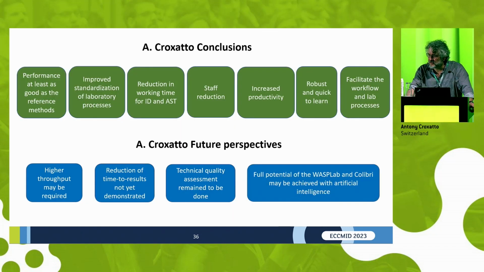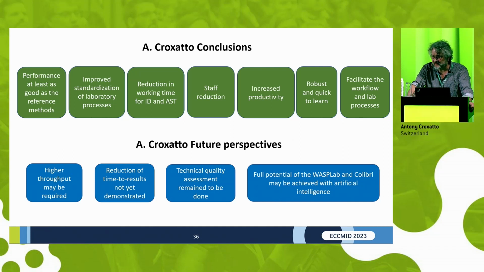And these are my conclusions. The performance from what I've been able to observe of the Colibri is at least as good as the reference methods. It allows improvement of standardization of laboratory processes, reduction in working time for ID and AST, which means to some point staff reduction and increased productivity. The system seems to be robust, quick to learn, and facilitates the workflow of lab processes.